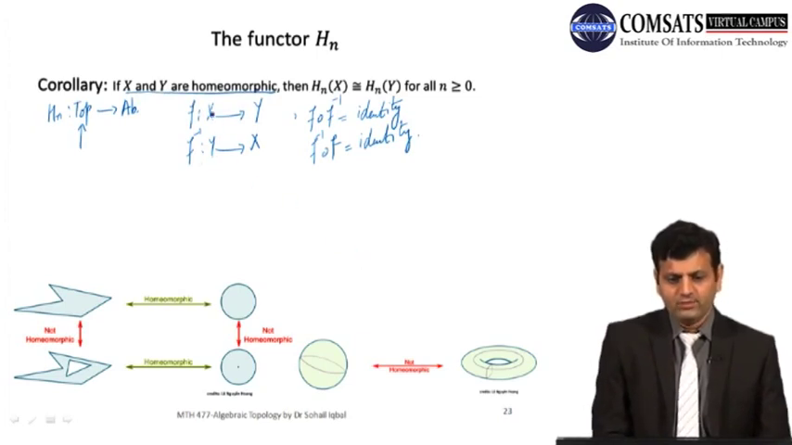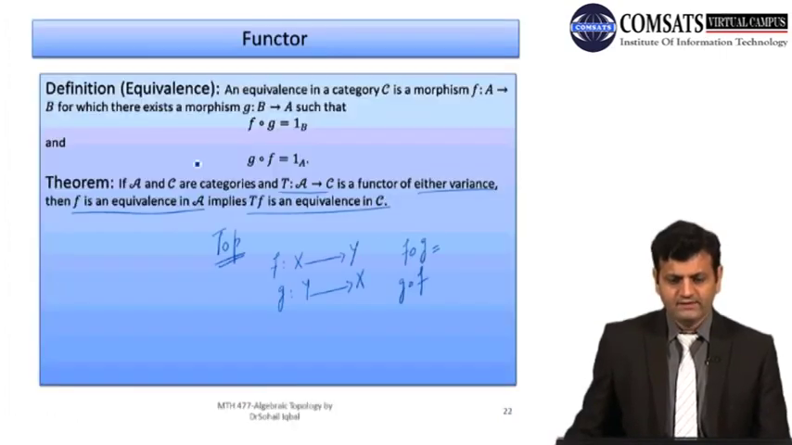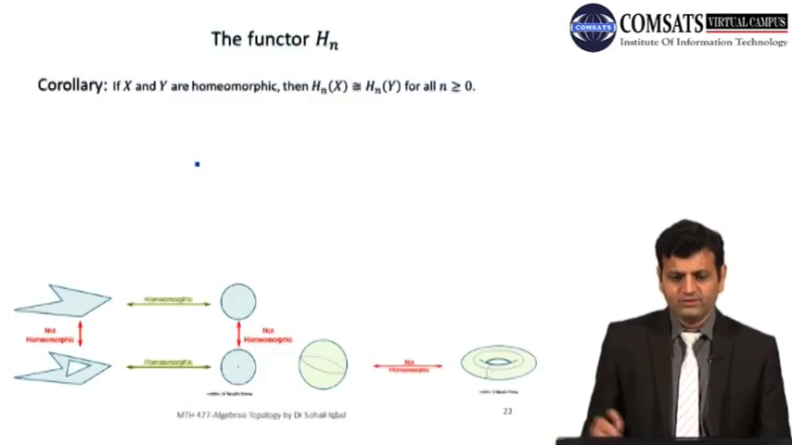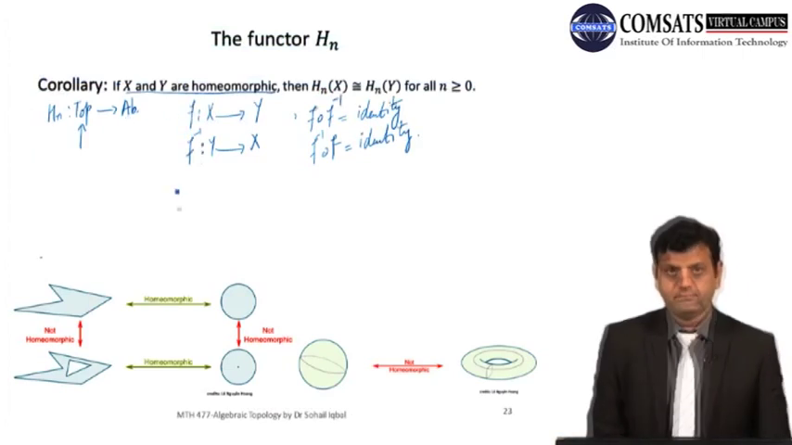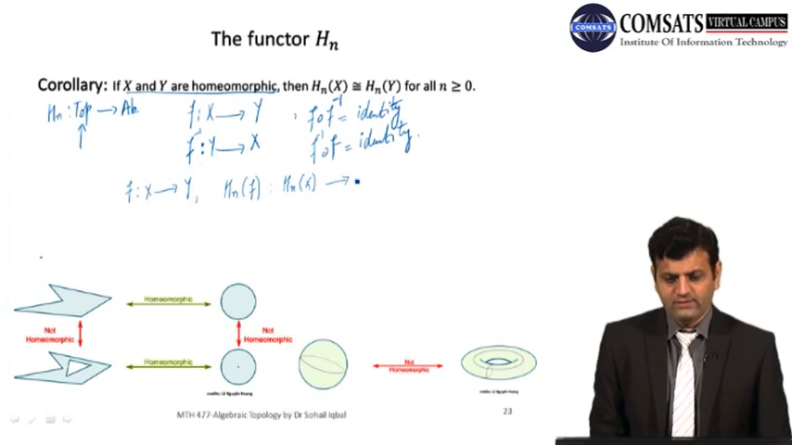Okay, so if they are topologically the same objects, then this theorem implies that if we have a functor from one category to another category, then equivalence in A implies the equivalence in C. So this theorem says that if we have an equivalence f from X to Y in the category of topological spaces, then Hn f is going to be an equivalence of Hn X and Hn Y.